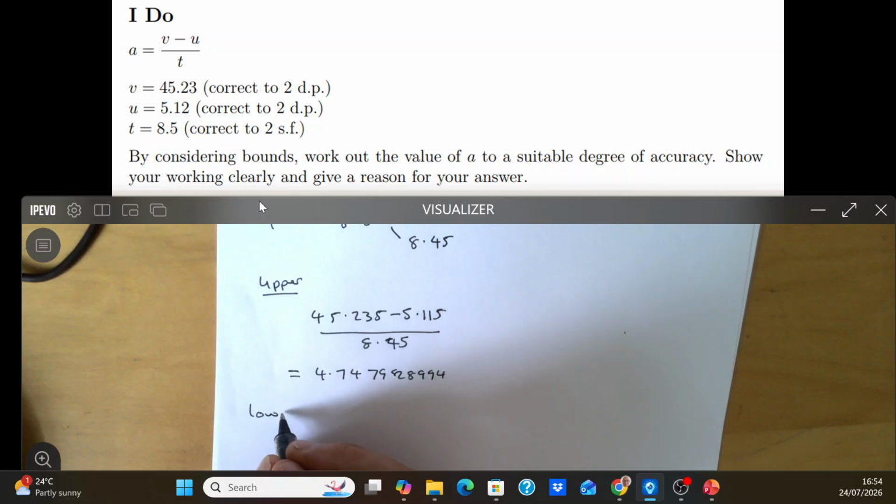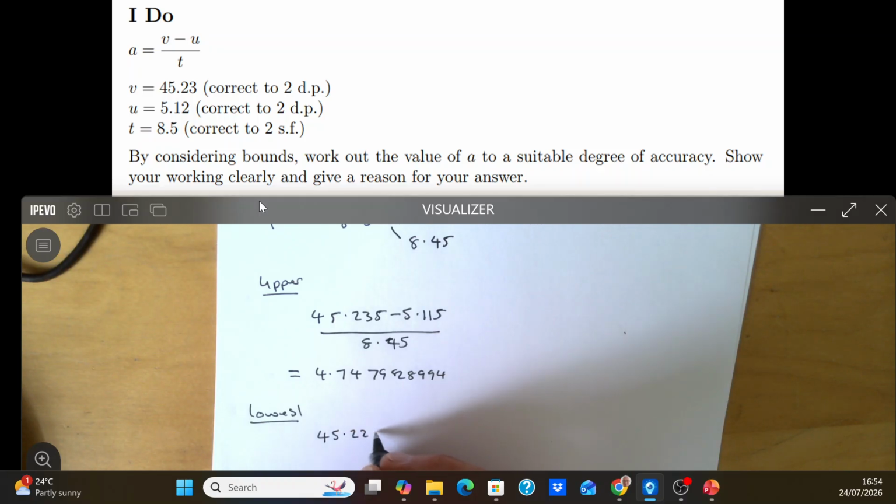Right, and now I need to work out the lowest value. To get the lowest, I need to have the smallest number for what I'm going to take away from. So that's 45.225. I need to take away the biggest. And then I need to divide it by the biggest, because it will give you the least amount of parts. Put it on my calculator, it gives me 4.69.